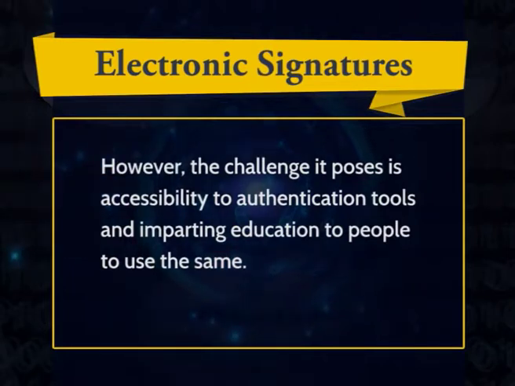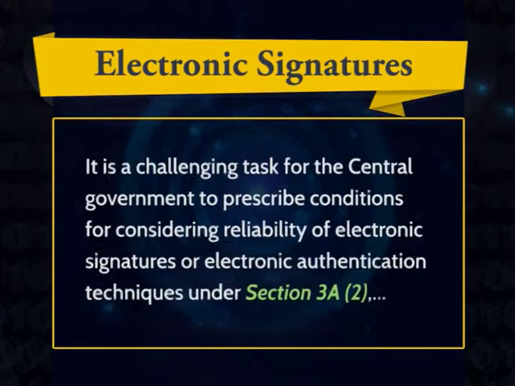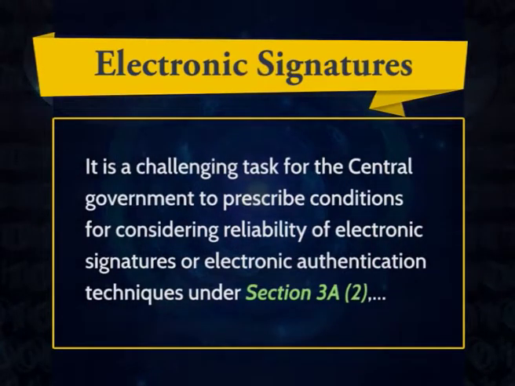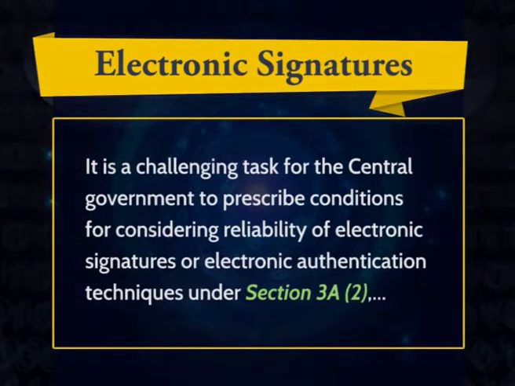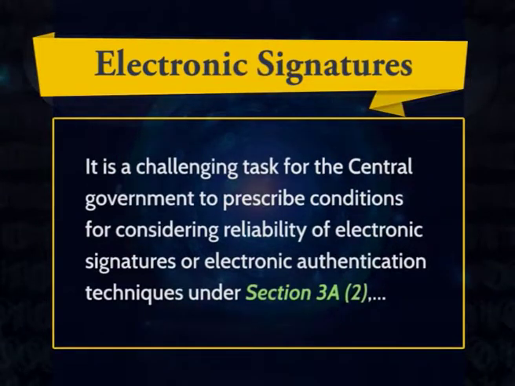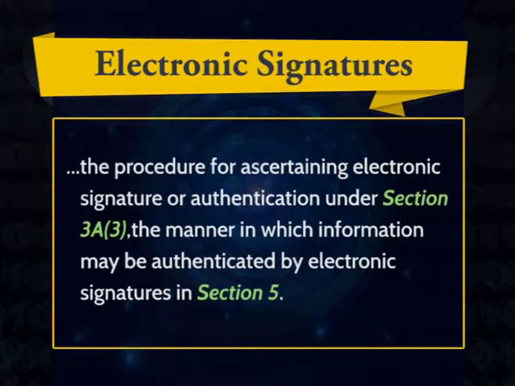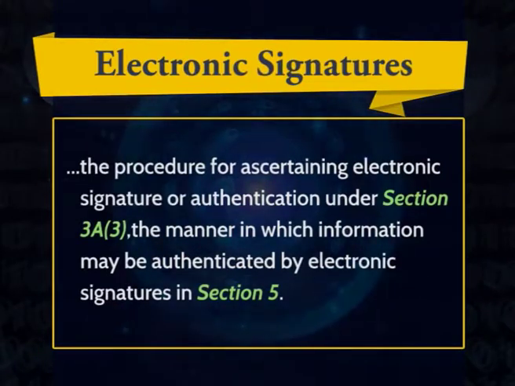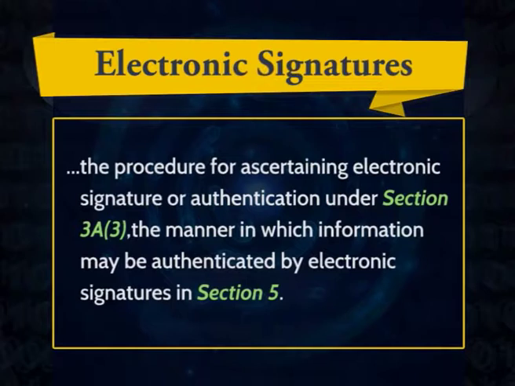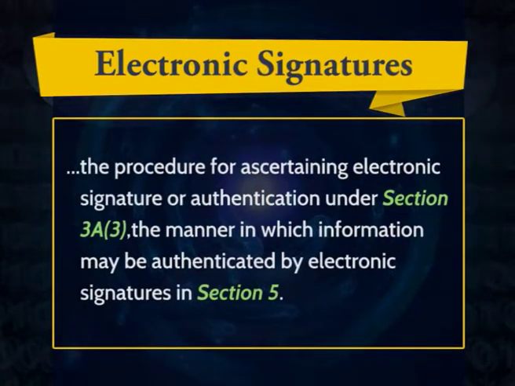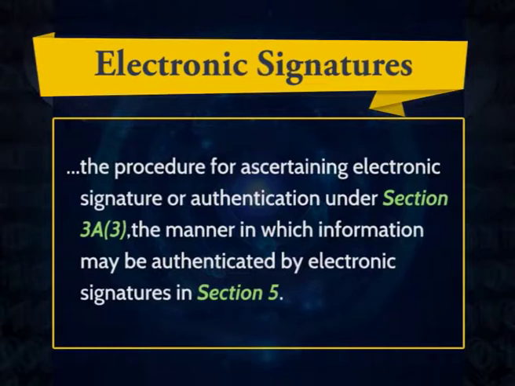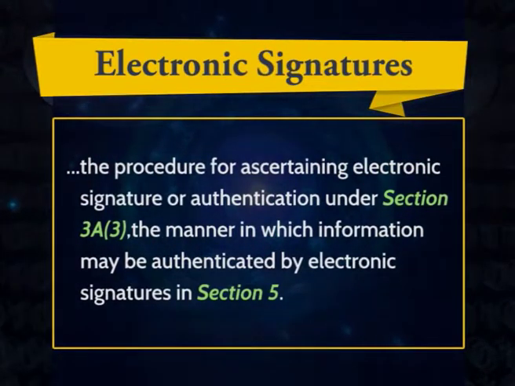However, the challenge it poses is accessibility to authentication tools and imparting education to the people to use the same. It is a challenging task for the central government to prescribe conditions for considering reliability of electronic signatures or electronic authentication techniques under section 3A subclause 2, the procedure for ascertaining electronic signature or authentication under section 3A subclause 3, and the manner in which information may be authenticated by the electronic signature in section 5.